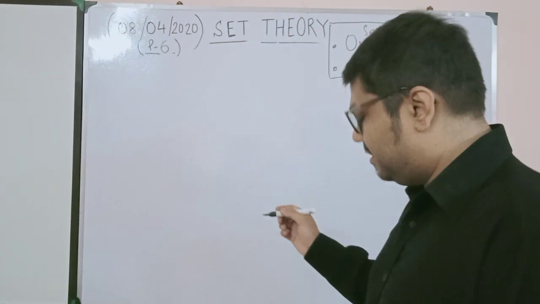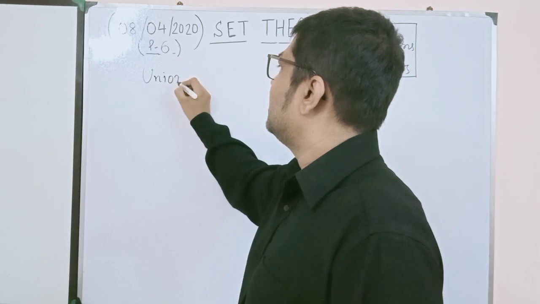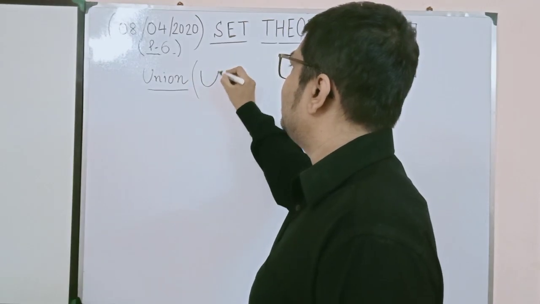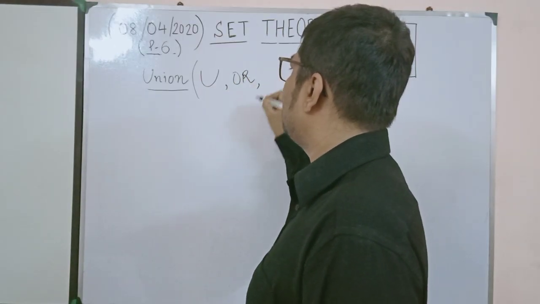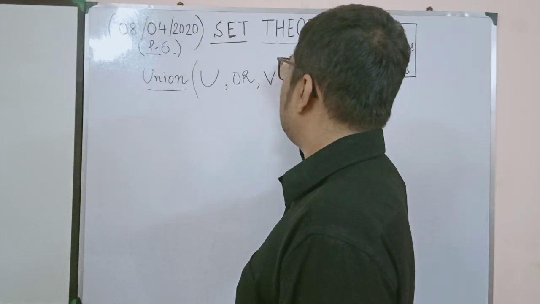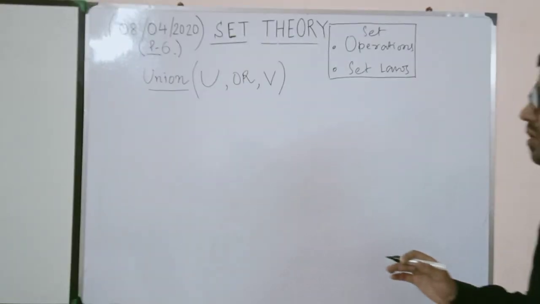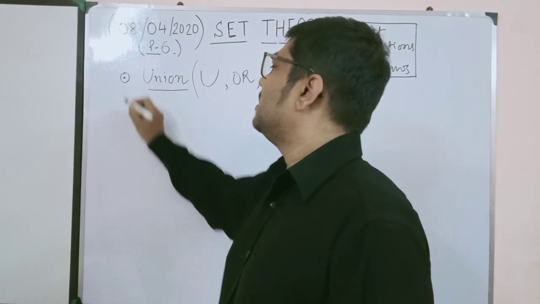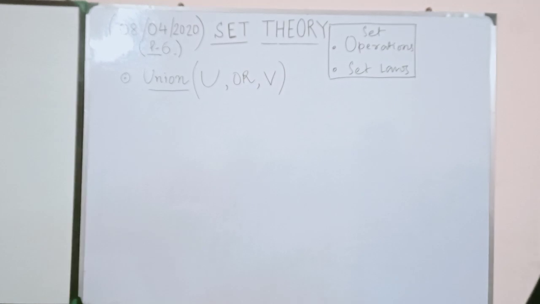The first operation we consider is union. Union is also written as U. We sometimes replace union by 'or', and a sign may be like this. So these are all signs of the same meaning. So the first operation you can say is union. Now, what actually is union? We don't have addition in set. Why don't we have addition in set?